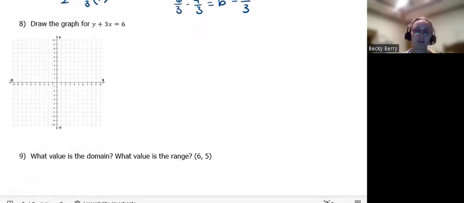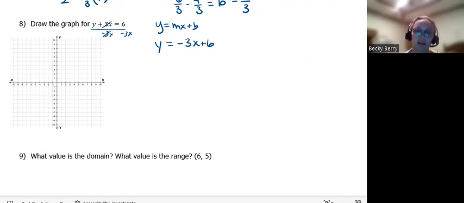Okay, now we're drawing a graph. The best way to do the graph is from the y equals mx plus b form, so you can just pull out the y-intercept and pull out the slope. This is not quite in that form, so I need to get y by itself on one side of the equation. To do that, I'm just going to move over my 3x. So I'm going to subtract my 3x from both sides. That way I have it as y equals negative 3x plus 6.